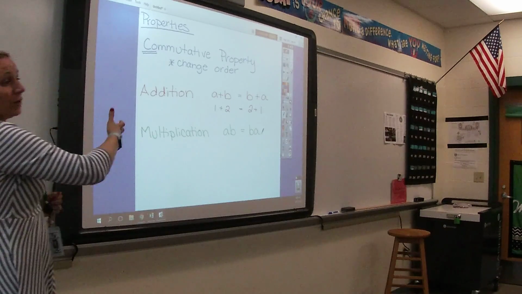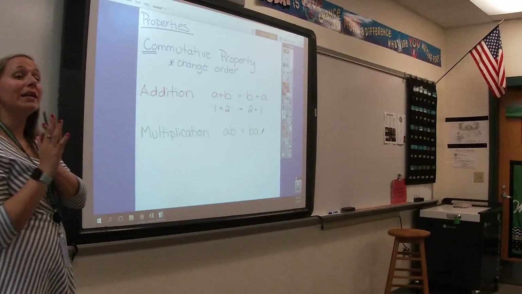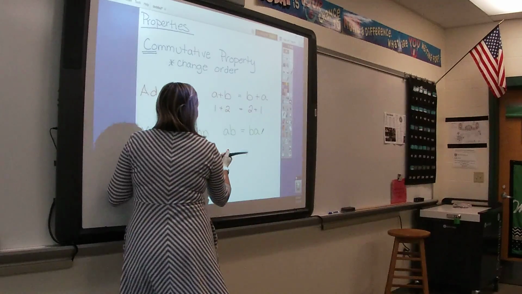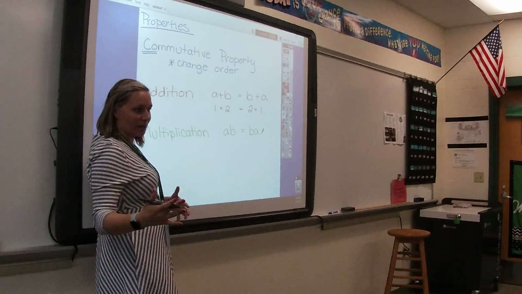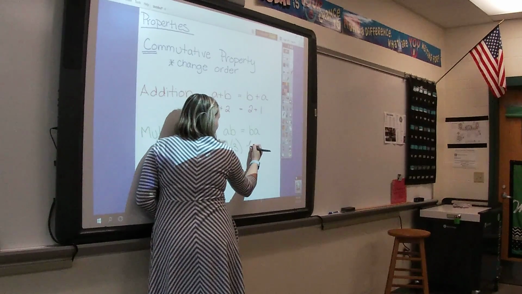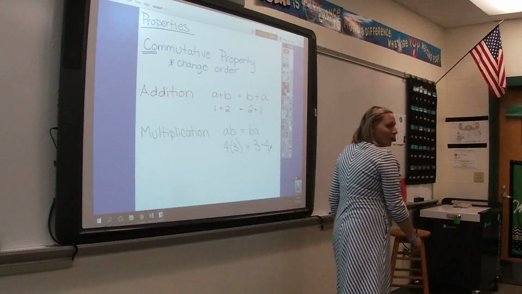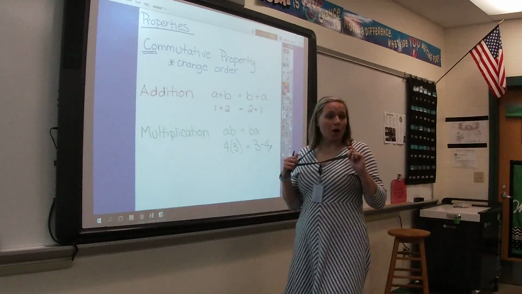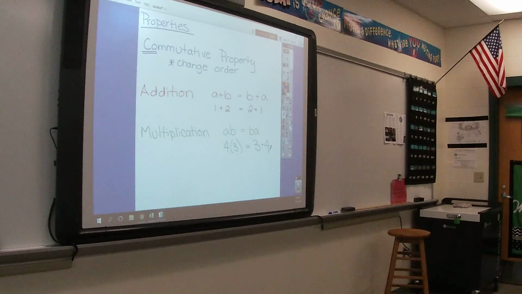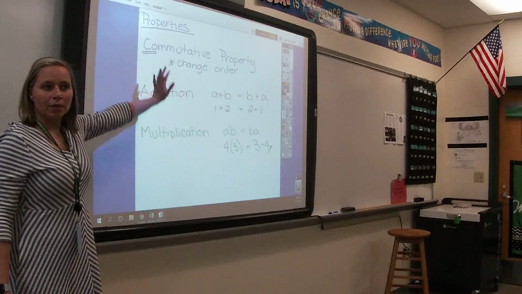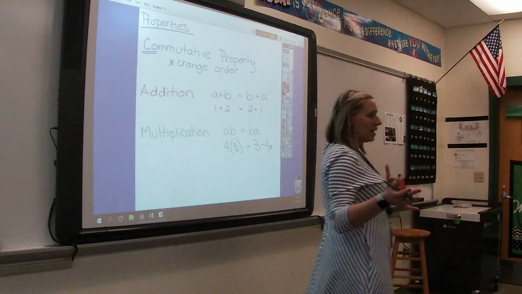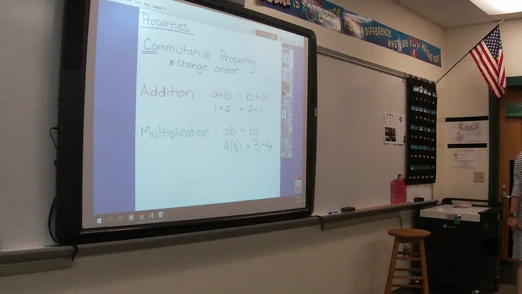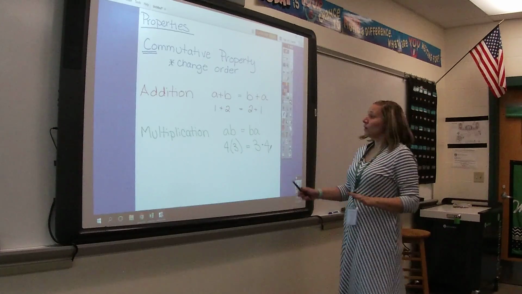Now, this is how we represent it with variables, but keep in mind it might visually look a little different if we're multiplying other items. For example, I can't just put 4, 3 and that mean 4 times 3, right? I would need a dot, I would need parentheses, I would need something else to represent multiplication. So recognize that those are the same thing no matter what symbol we use for multiplication. Are we okay there? So far, so good? Notice, no subtraction, no division, right? 3 minus 7 is not the same thing as 7 minus 3. So we cannot change the order of subtraction. We cannot change the order of division. Not allowed in math.